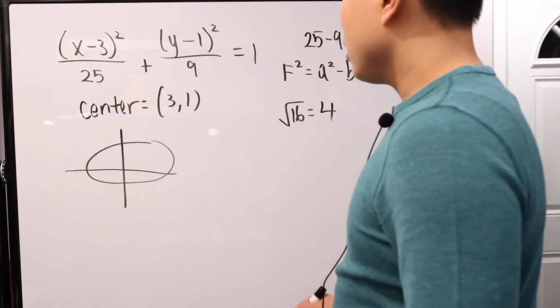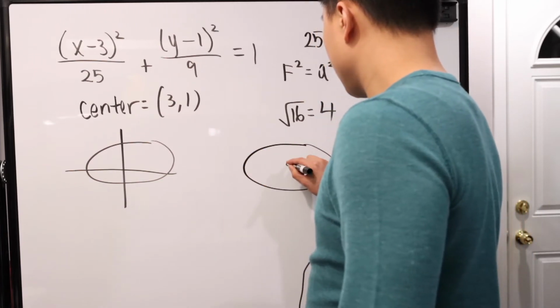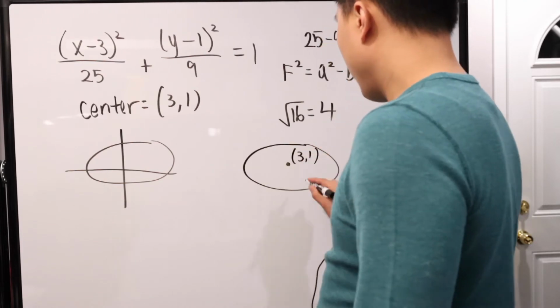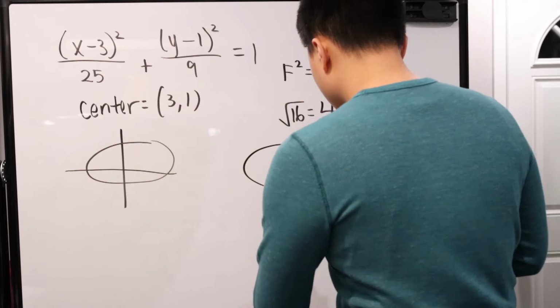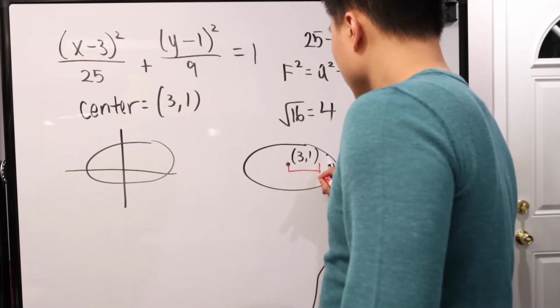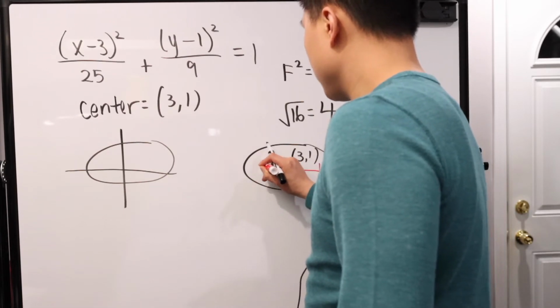So, same thing. Now we're just looking at an ellipse where this is the center point. It's going to be 3, 1. But we're still going to be moving the same thing. So from here, we're just going to go 4 over and 4 over. That will give us our 2 focus points.